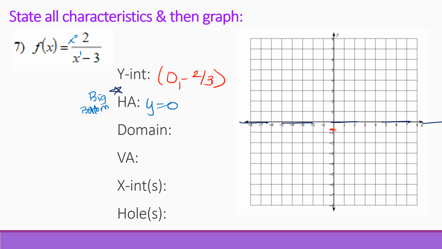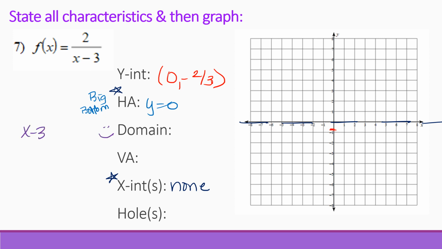Remember from the last one, if you have a horizontal asymptote at y equaling 0, then you should not have an x-intercept. We'll check when we get there, but just to give you some connections as we go through. All right, domain, vertical asymptote, x-intercepts, and holes. Is there anything to factor? No, thank goodness. This one will be easy.